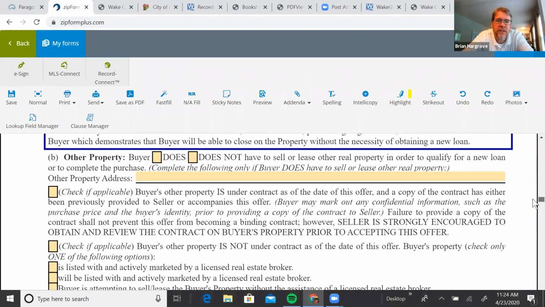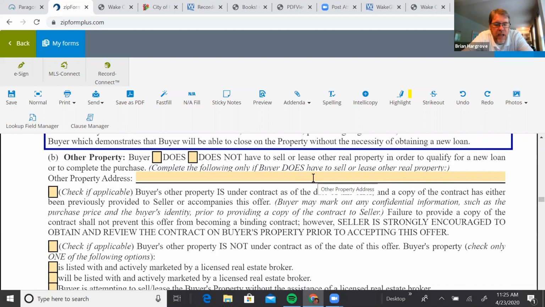Other property. Does the buyer have to sell another property? Before, this used to be a complete additional addendum. It was the contingency sale addendum. It was a whole other document. Now they've added it into the offer to purchase. So if your client does have to sell a property or lease a property to qualify for a loan, then they would put that they do, and they would put the address, and then they'd have to put if it's under contract or when it's going to be listed. That's what this whole section's about.